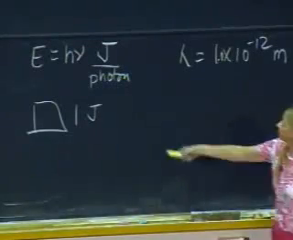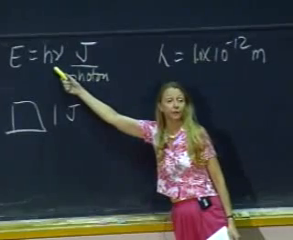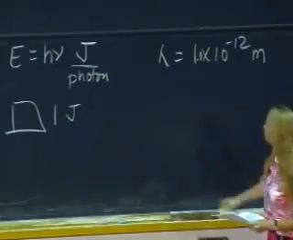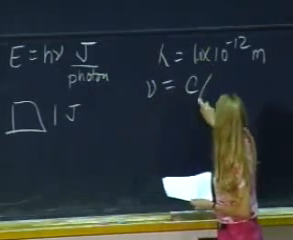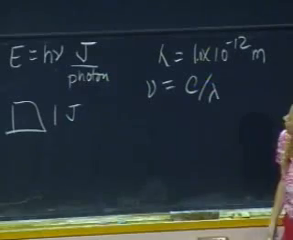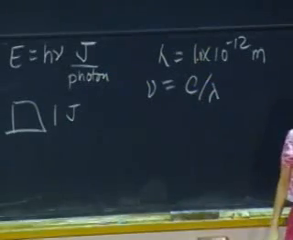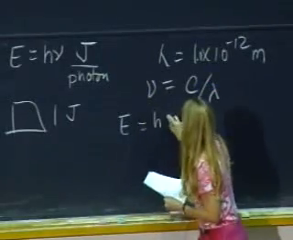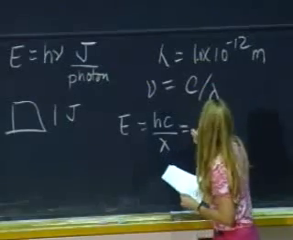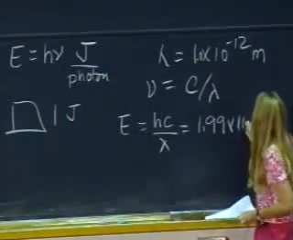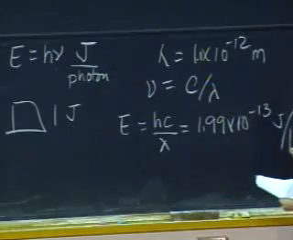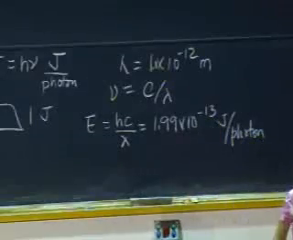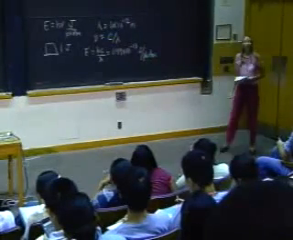Now, we haven't been given the frequency of this radiation, but we know the wavelength, and we know the relationship between frequency and wavelength. It's just c over lambda, right? So I know what lambda is. I can calculate nu. And when I do that, I find that the energy of the photon, hc over lambda, is 1.99 times 10 to the minus 13 joules per photon. And I'm using one more figure than is significant since this is an intermediate step in the calculation.